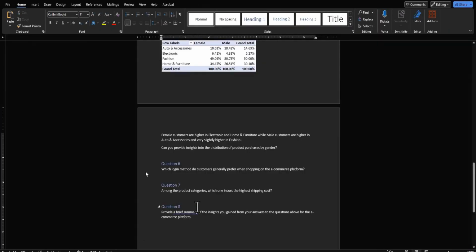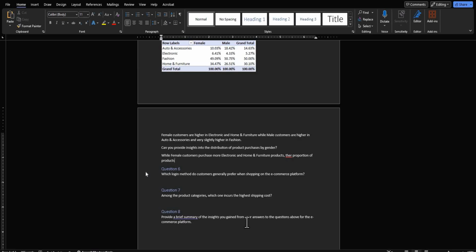So what I would say to this is, while female customers purchase more electronic and home and furniture products, the proportion of products appears to be similar between the gender categories.